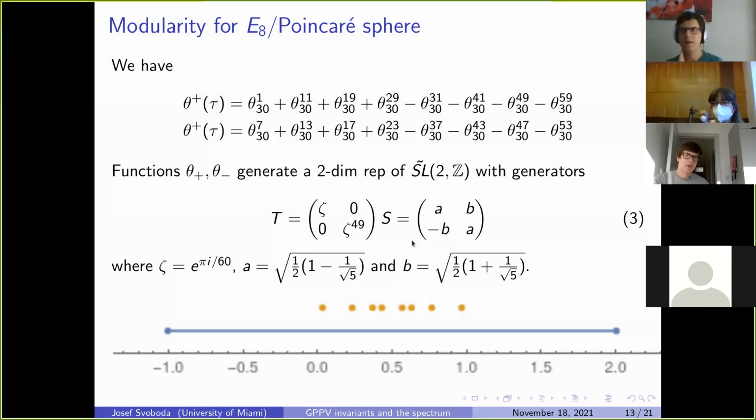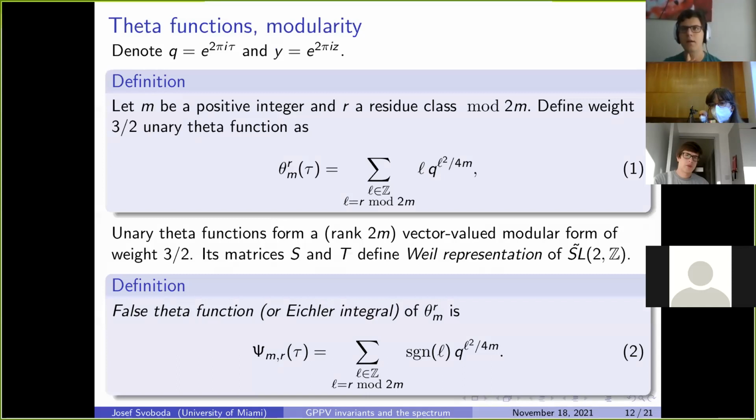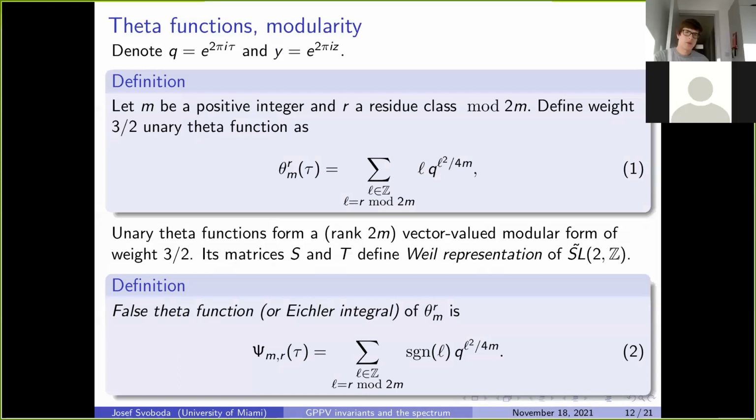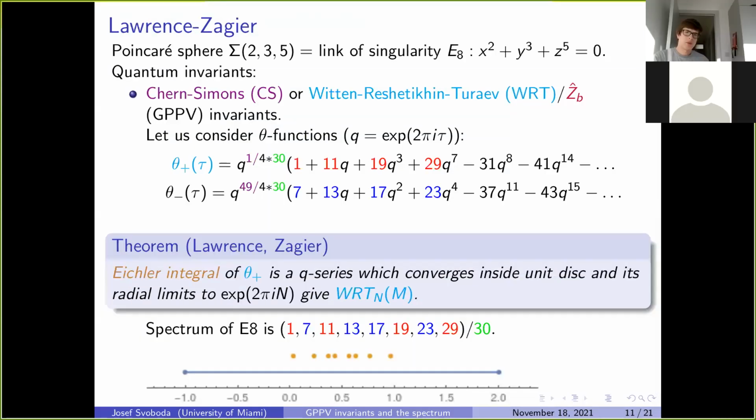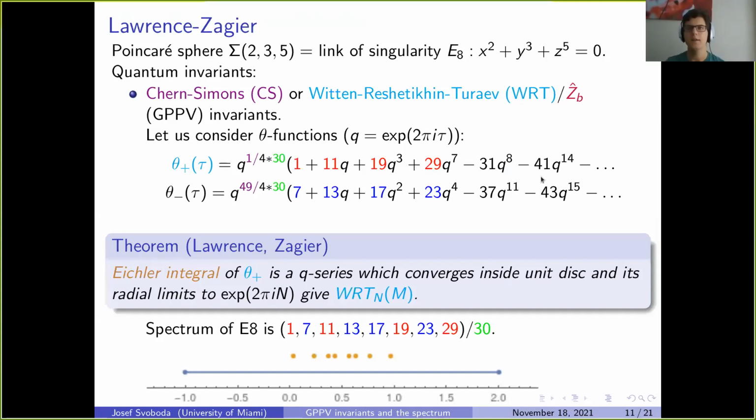Just a stupid question: this M, that is your Poincare sphere, the thing you calculate the Witten-Reshetikhin-Turaev invariant of? Yeah. I take this function and I take radial limits, or Zagier and Lawrence take the radial limits, and they compute the Witten-Reshetikhin-Turaev invariant of this closed 3-manifold, the Poincare sphere. That's why I was looking at the E8 spectrum, because this is the E8 singularity.